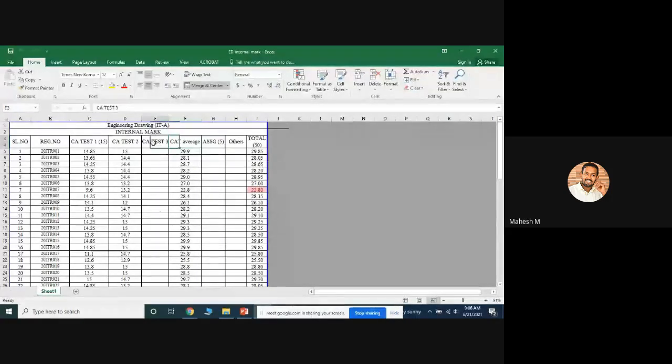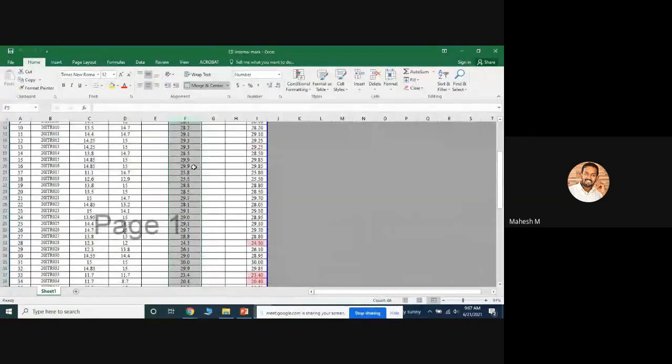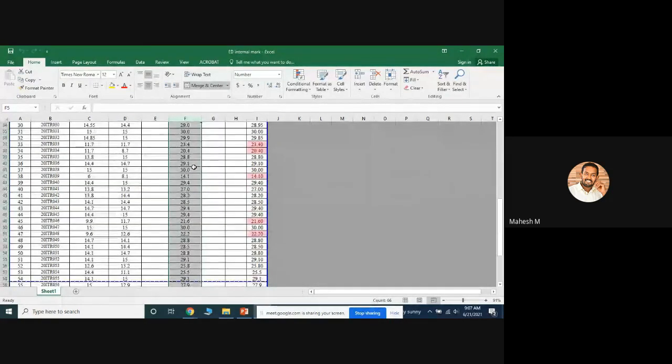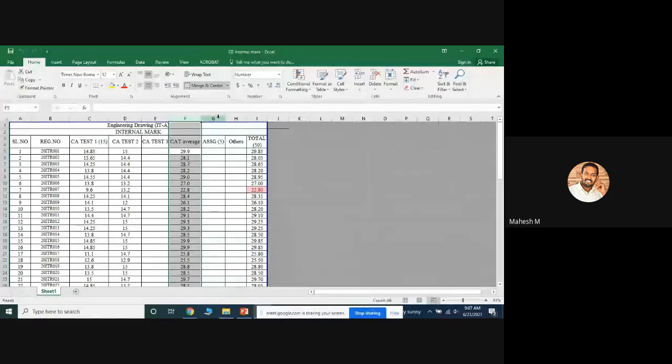CAT 3 has not happened till now. So among these 3 CATs, the best of 2 will be taken as the CAT average. This particular portion contains 30 marks. In this 30, most of you secured very low marks. After that, assignment will have 5 marks and tutorial will have 15 marks. So the total is 50, and in this 50 you have to secure a minimum of 25 marks. Still many people have not reached that part.